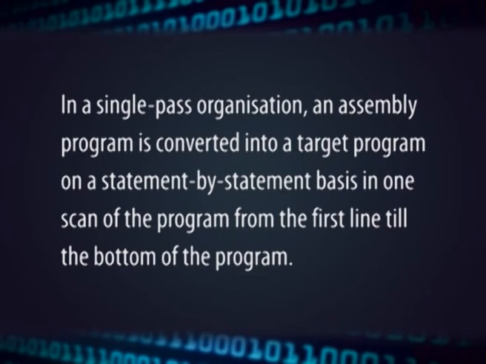Next, we discuss how the assembler is organized. The organization of an assembler shows how it structures its analysis and code generation, which is the synthesis task. In a single pass organization, an assembler program is converted into a target program on a statement by statement basis in one scan of the program from the first line till the bottom of the program. However, a single pass creates difficulty in the code generation task.